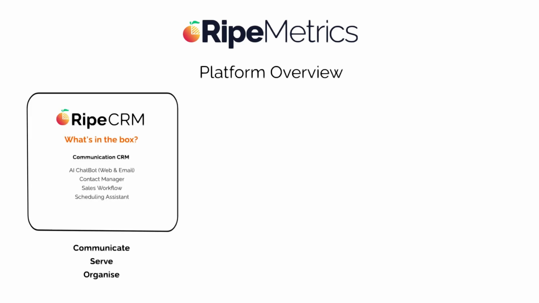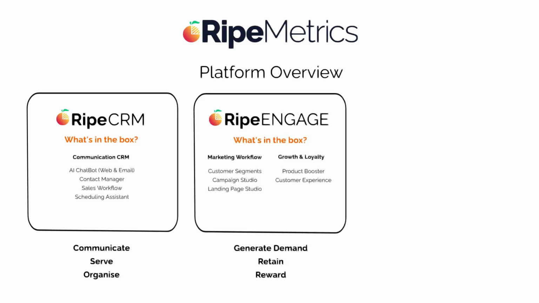RipeCRM is our communication suite, which contains all the features needed to connect with your customers and respond to their queries, with AI handling all of the frontline sales and customer service interactions over chat and email. RipeCRM will also maintain your contact database, sales pipeline, case management, communication history, and appointment scheduling.